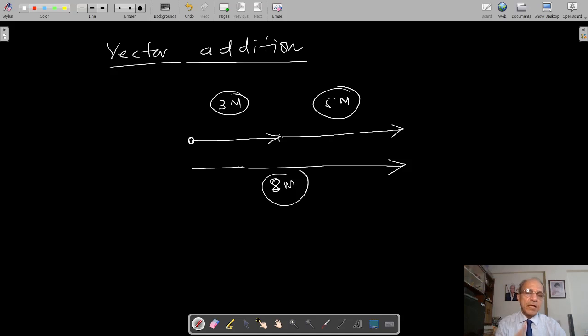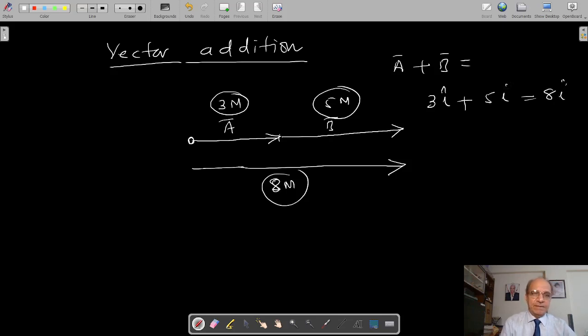Okay. So I have added these two vectors. This was vector A, this was vector B, vector A plus vector B. Say vector A was 3i and vector B was 5i. So the total is 8i. A was along the positive x-axis, B was along the positive x-axis, therefore A plus B is 3i plus 5i, 8i. So this is the final vector. Okay, so that is the meaning of addition.